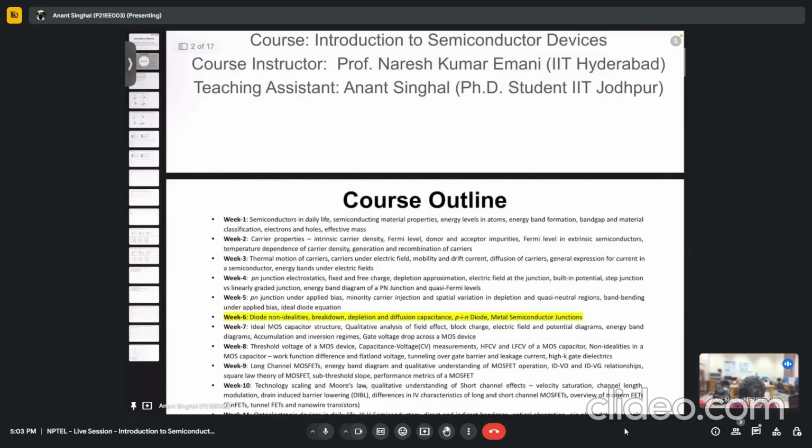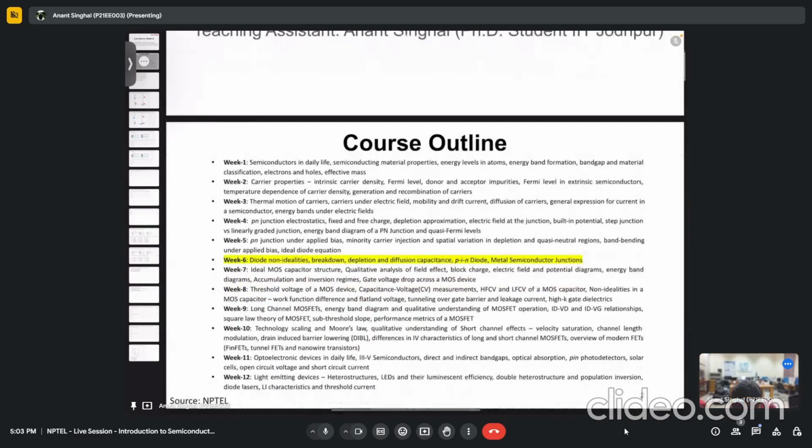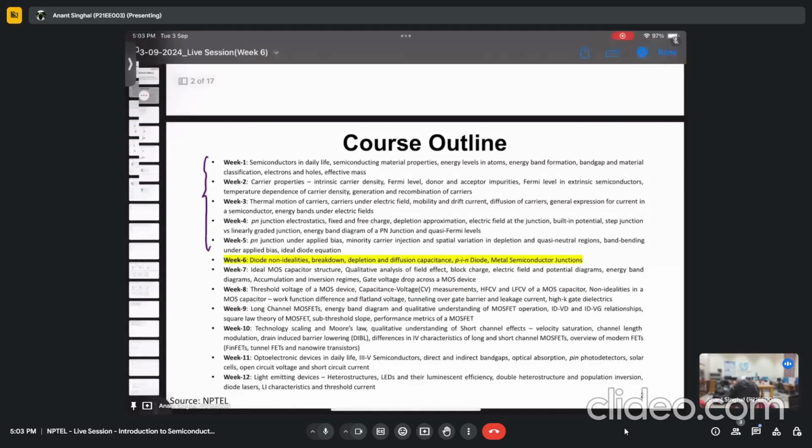So till now we have already covered the content till week 5, which was more towards the physics of the devices, such as the motion of carriers, the carrier properties, etc. And then we went towards our first device, the p-n junction diode. We read about the p-n junction electrostatics, how the band diagrams are made, etc. And then in the last week we covered how the band diagram or the characteristic changes if we apply certain bias to a p-n junction.